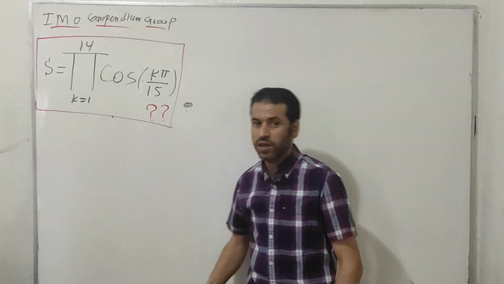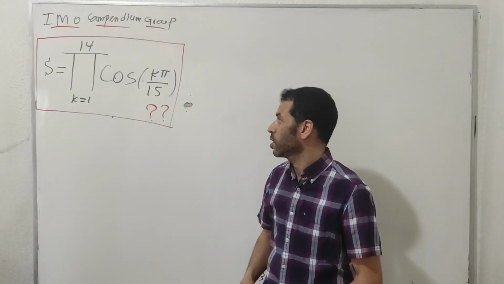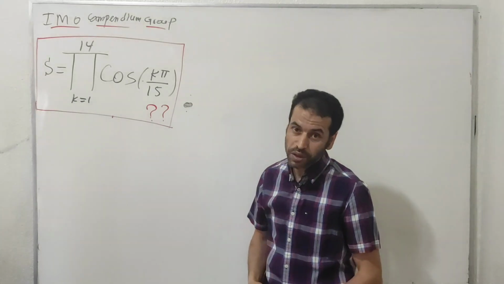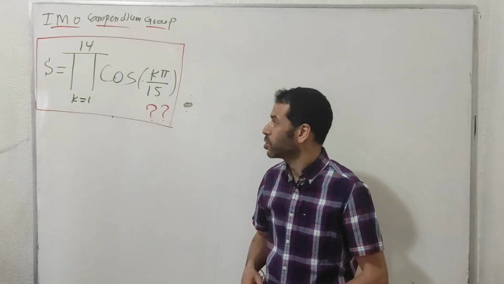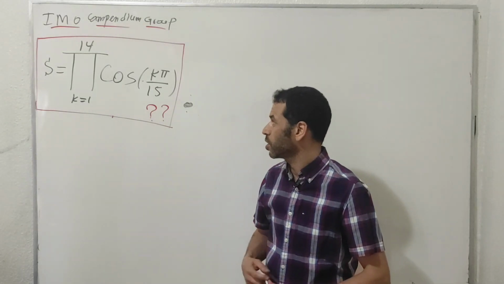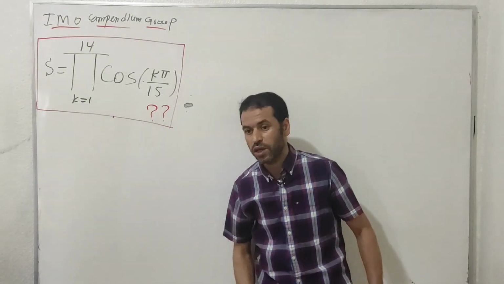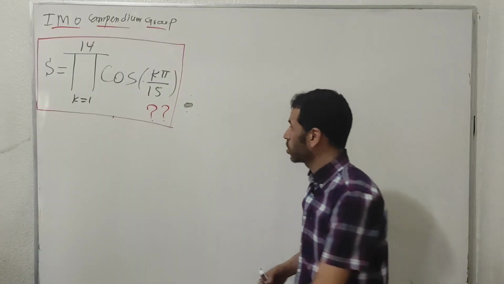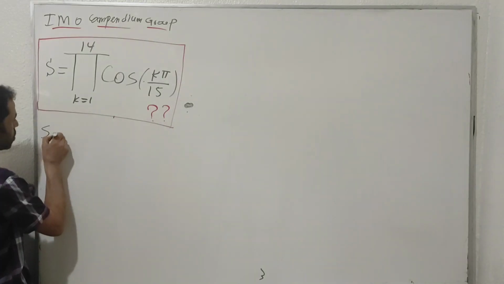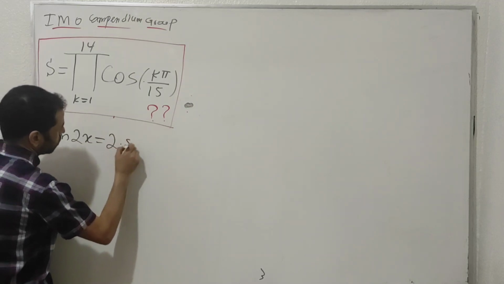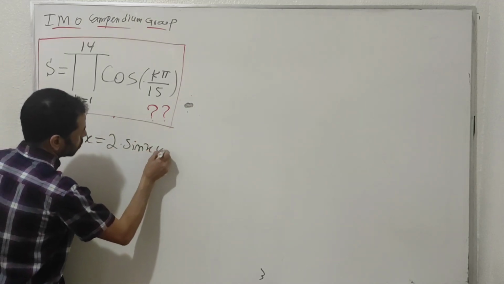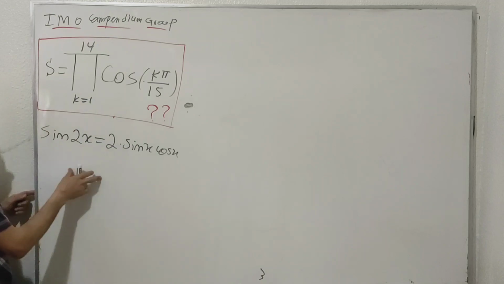In fact, there are a bunch of ways to evaluate this one. You can use complex numbers or other methods, but I'm not going to use that. I'm going to use just standard basic formulas involving cosine and sine. Let's jump into the solution now. We know sine of 2x equals 2 times sine of x times cosine x. It's a very well-known formula.